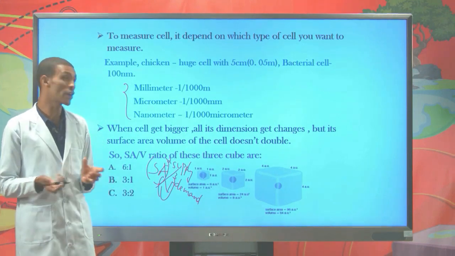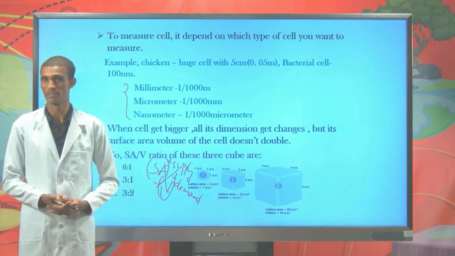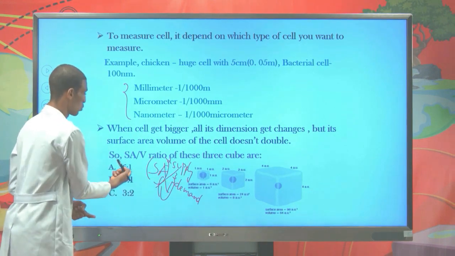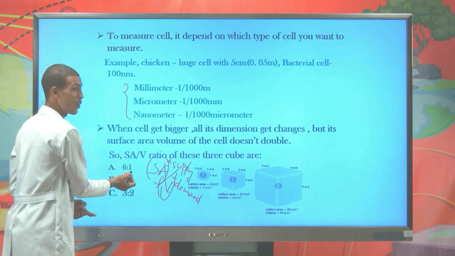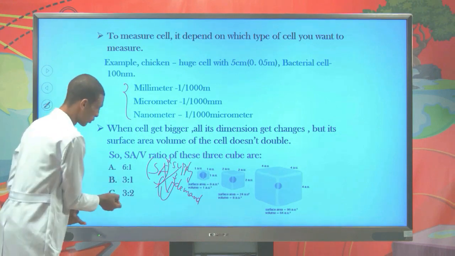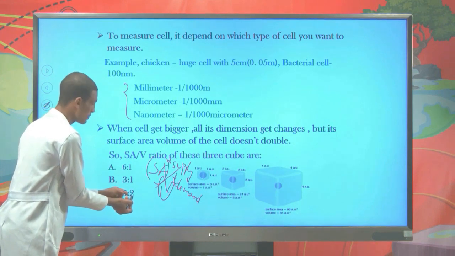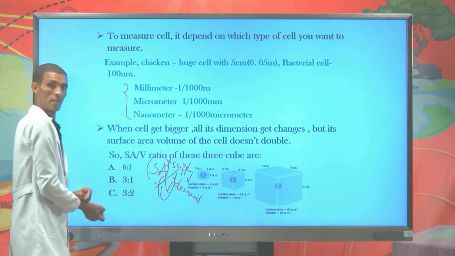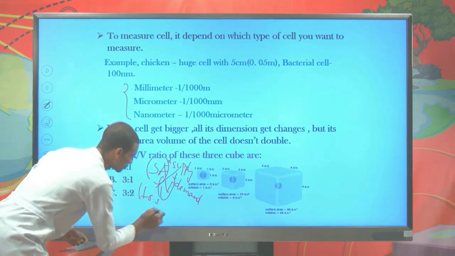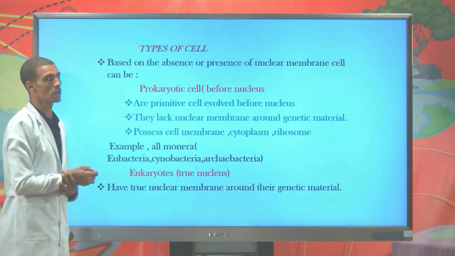For example, if we compare the surface area to volume ratio of a rat and an elephant, that of the rat is very high. For cell A here, the surface area to volume ratio is 6 to 1: 6 supply with 1 demand. For B, it is 3 supply with 1 demand, which is a decrease. For C, the larger cell, the demand becomes high and the amount it can supply is very little, almost 1.5 to 1. So when the cell increases, the surface area to volume ratio does not increase together with it.